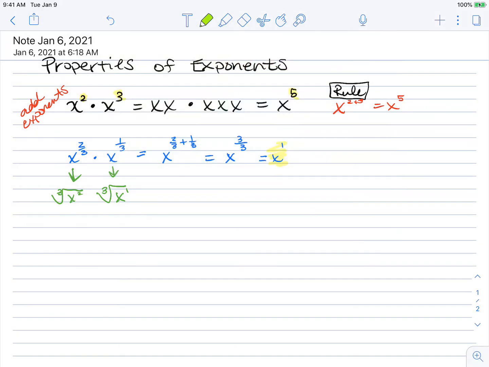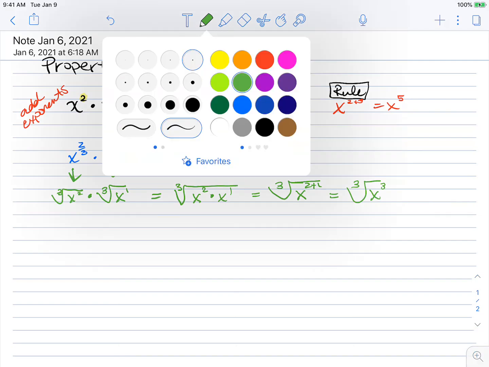So what I'm going to do is, because they have the common index or the common root, I can put them under one radical. And I can say this is x squared times x to the 1. And then I'm back to using the same property where I can add the exponents and say, well, this is the same as saying I have x to the 2 plus 1, and that's the same as x to the third.